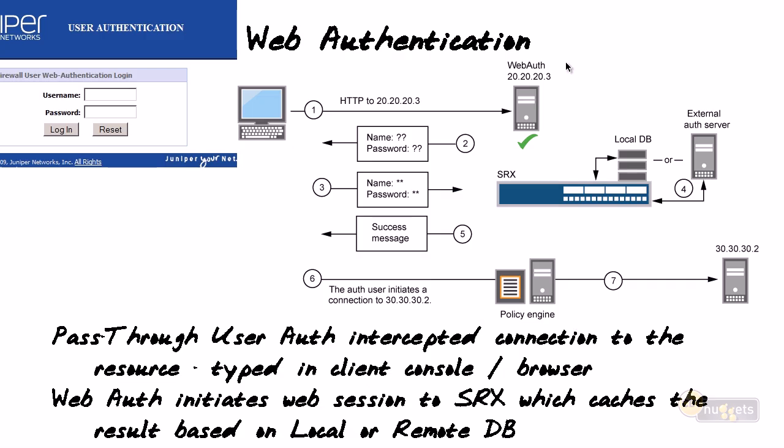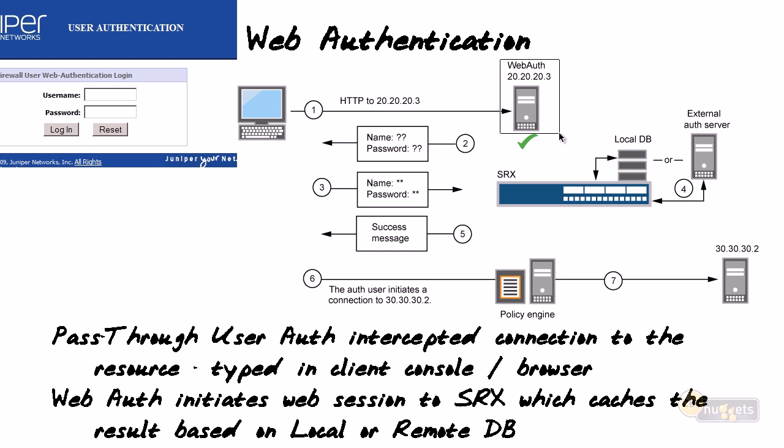It sees that the user is currently authenticated using WebAuth, and it'll pass that traffic on to the destination server, web server or SharePoint server at 30.30.30.2. Keep in mind that the web auth address up here has to be in the same subnet as the interface that you want to host it.